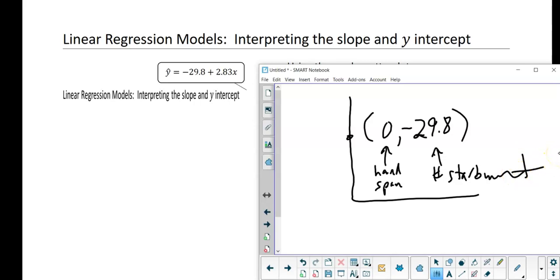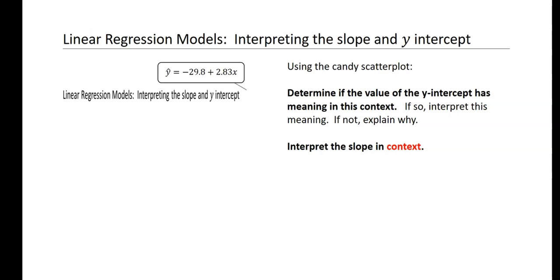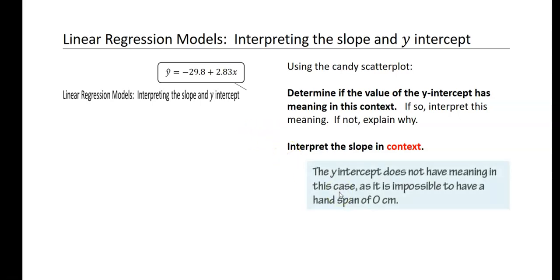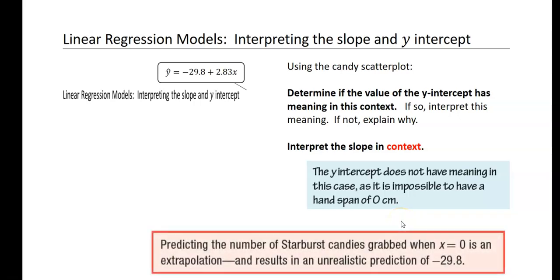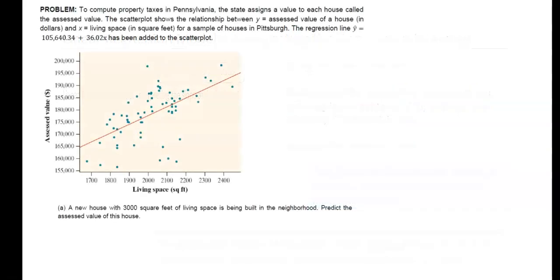So what it's saying, the meaning or interpretation of the y-intercept is that when the handspan is 0, so when you don't have a hand, that would be strange. The number of Starbursts you can grab without a hand is negative 29.8. That's also strange. So the question is, does this y-intercept have meaning? And I would say it does not. The y-intercept does not have meaning in this case. It's impossible to have a handspan of 0 centimeters. I would agree with that. It's also impossible to grab negative 29.8 Starburst. You grab 0, but you can't grab negative numbers.